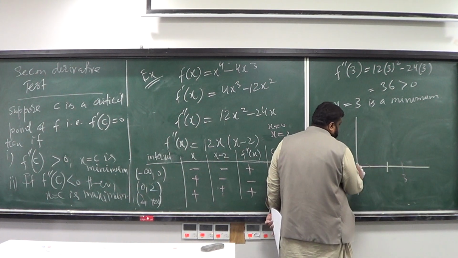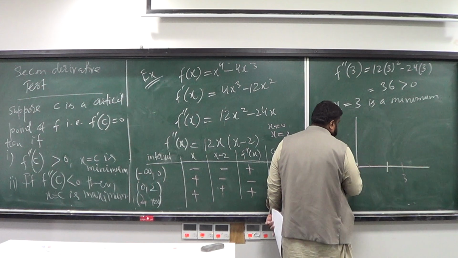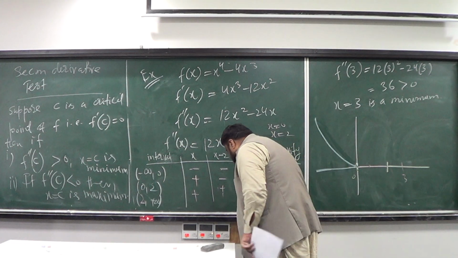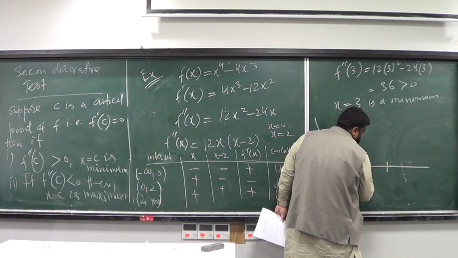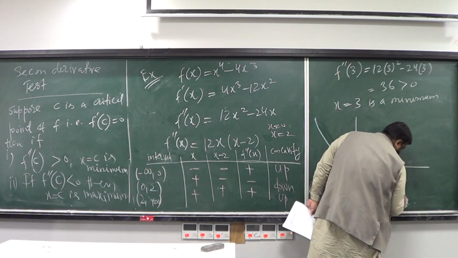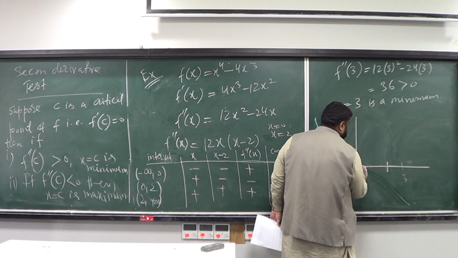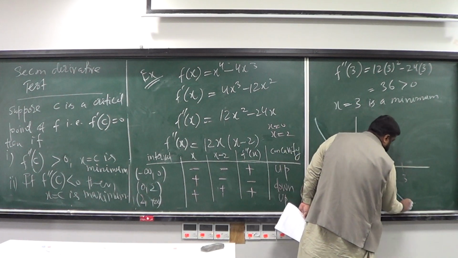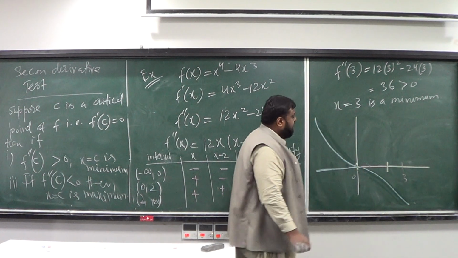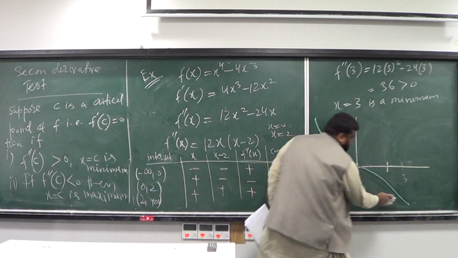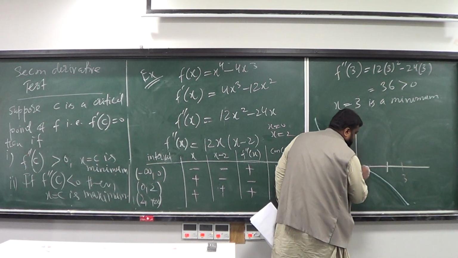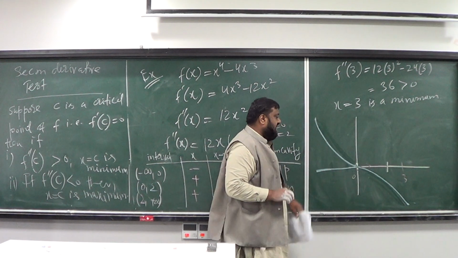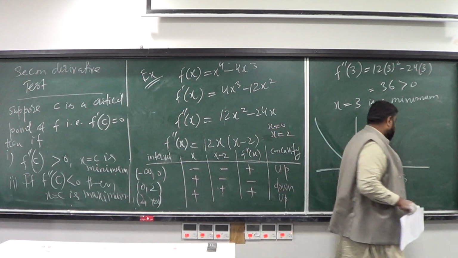So it is concave down, so if I still use blue, it should be something like this. Okay, so it's a curve that is concave down. This is concave down, and the curve has a minimum at x equal to 3.